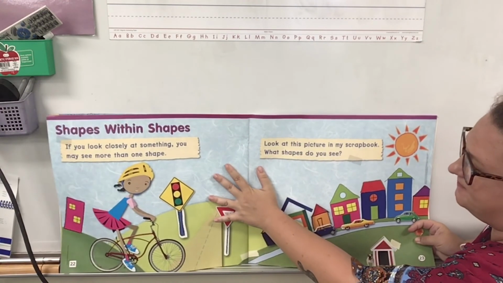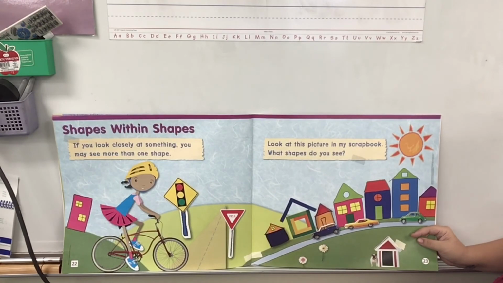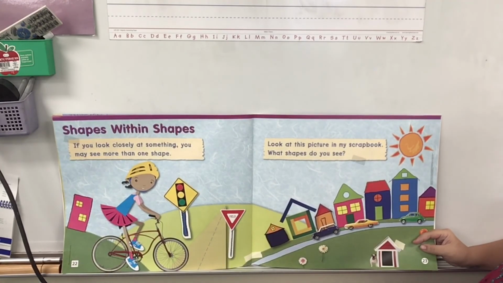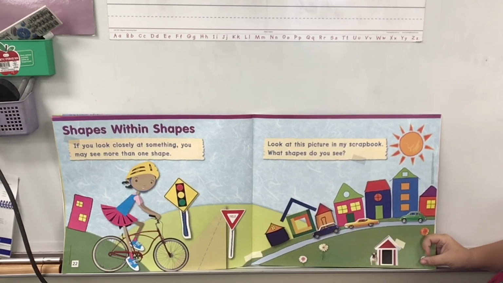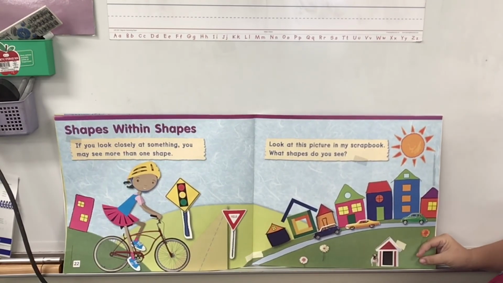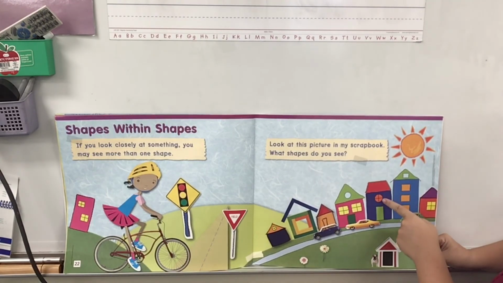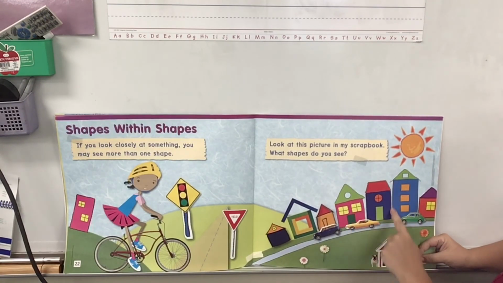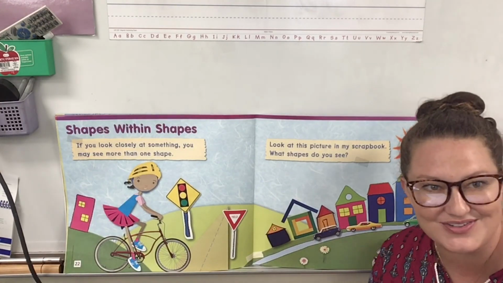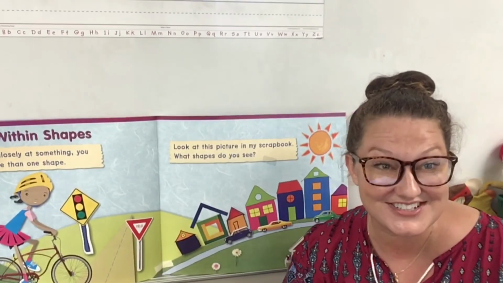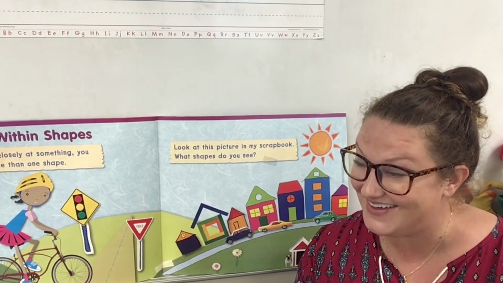Let's look at this picture. It says, look at this picture in my scrapbook. What kinds of shapes do you see? Wow, there are a lot of different shapes in her scrapbook. I bet she needed a lot of materials to make that. Over here I see some squares, circles, triangles, rectangles, so many shapes. I wonder if you take a look around, do you think that you could find different shapes around where you are? I bet you can.